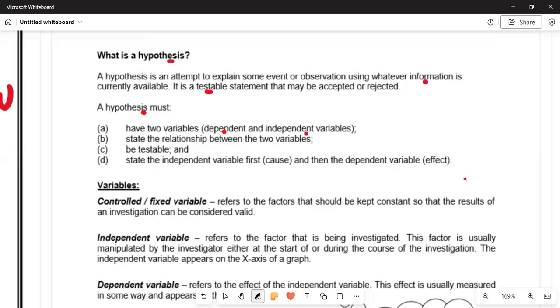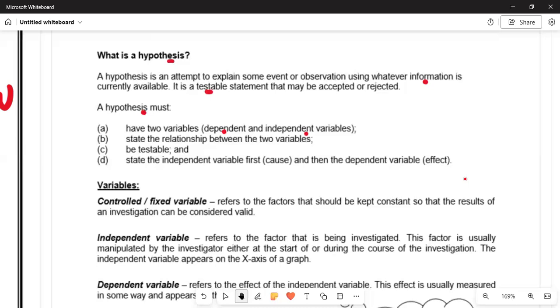So what is a dependent variable? It is an object that is functional. An independent variable can be your parents. Irrespective of you being available or any circumstances, the parents would be independent in this statement. And then number B, we have to state the relationship between two variables to be able to be testable. And number D, to state the independent variable as the cause and the dependent variable as the effect.